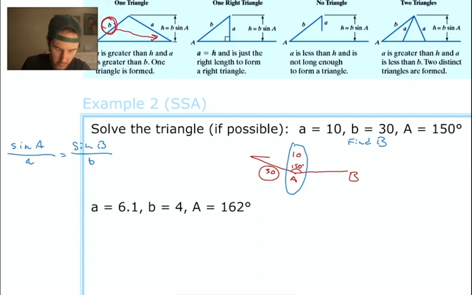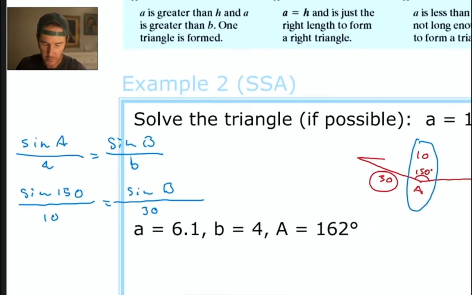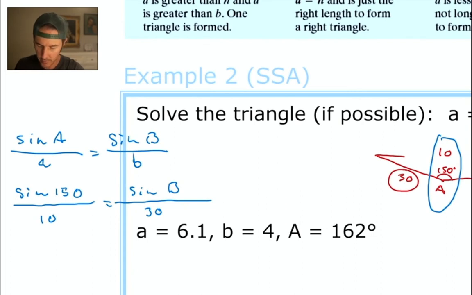Okay, so the sine of angle, so sine of 150 over side A, which was 10, equals the sine of angle measure B. I don't know what B is yet, so we'll just leave it as a B, divided by the given side length of 30. There we go. And now, in order to solve for angle measure B, the first thing I need to do is multiply both sides by 30. I need to get this denominator of 30 away from the right-hand side of the equation.